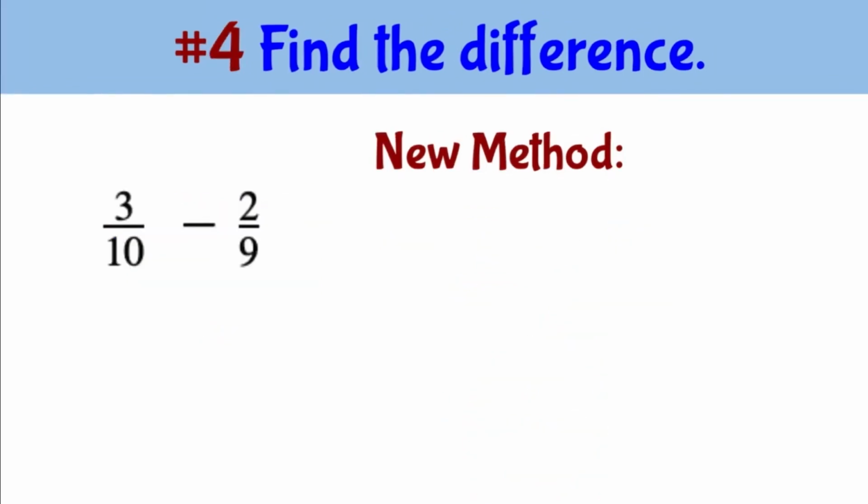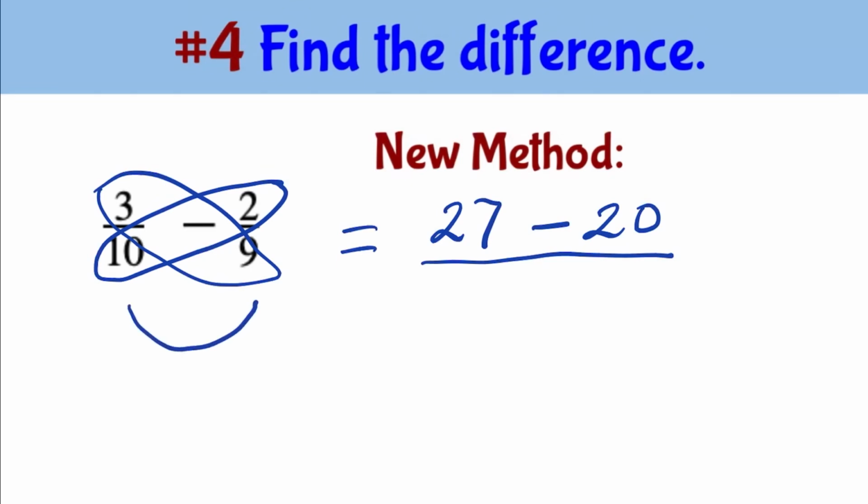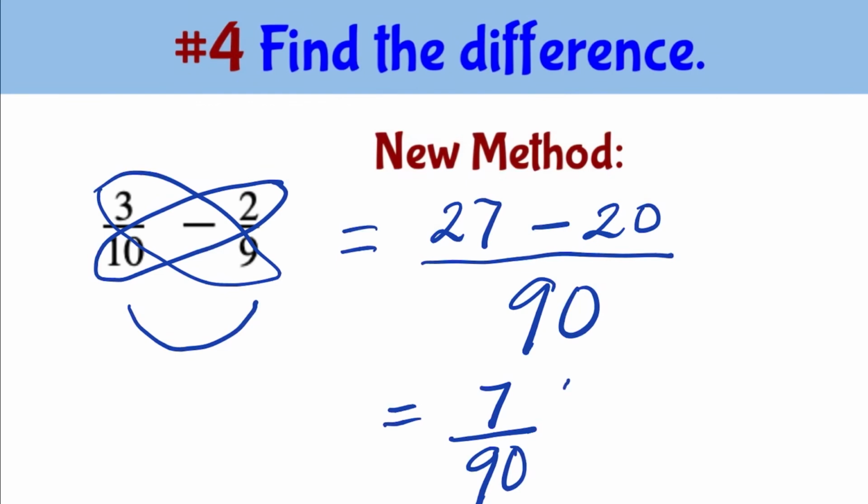Question 4. Find the difference between 3/10 and 2/9. Using Gandhi's method, we multiply first 3 times 9, and that is 27. Minus, we do 10 times 2, which is 20. And for the denominator, we multiply 10 times 9, and that is 90. So in this problem, 27 minus 20 is 7, and we have 90. So the answer is 7 over 90.